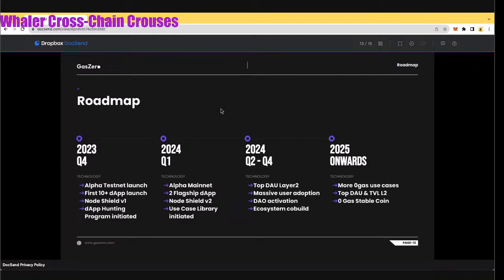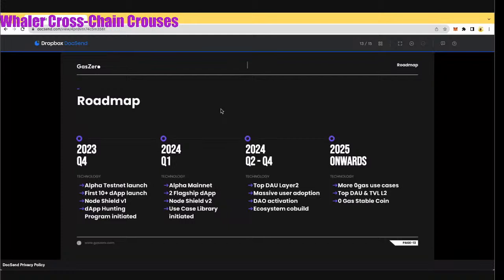So we are planning to launch our alpha mainnet in quarter 1 2024. We have three main products I'm going to talk about a little bit later. One of them is Node Shield. Another is Meta ID and Credibility Oracles.